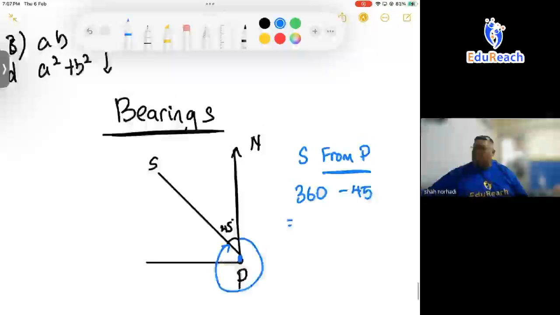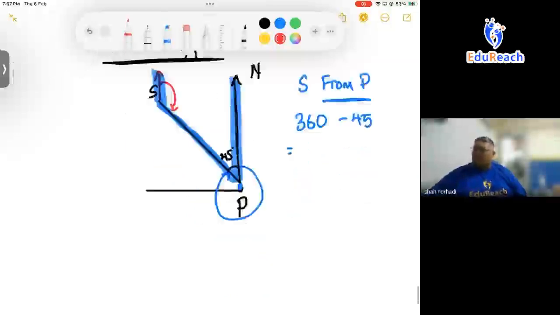So we need to be at S. So when we are at S, unfortunately, now we don't have the north line, right? We must draw the north line. So we want to see from here to here. Correct. So there is a parallel line in between. So it's P from S. So we take 180 minus 45. That's it.